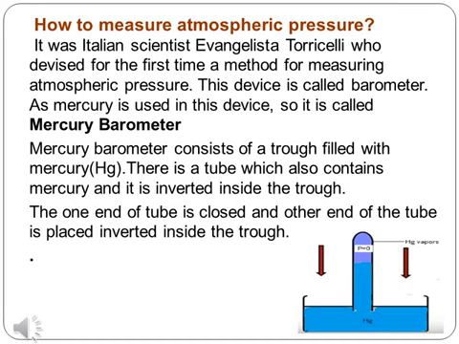It consists of a trough filled with mercury. There is a tube which also contains mercury and it is inverted inside the trough. The one end of the tube is closed and the other end of the tube is placed inverted inside the trough, as shown in given figure.